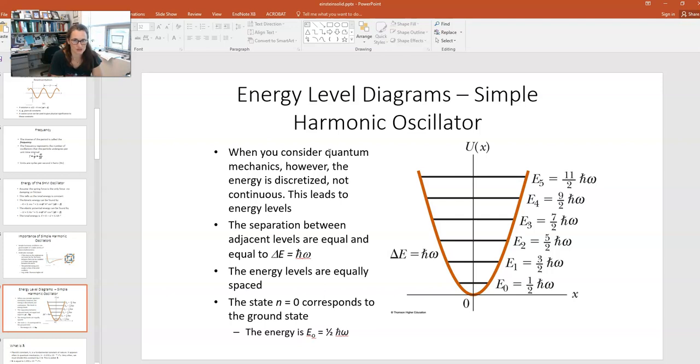Instead, they're discretized. The reason that we don't see this discretization when we're dealing in the macro world is because the separations are so tiny that they're not really visible. But if you start to look at certain phenomena, they pop right out, like the energy levels, for example, in a solid.